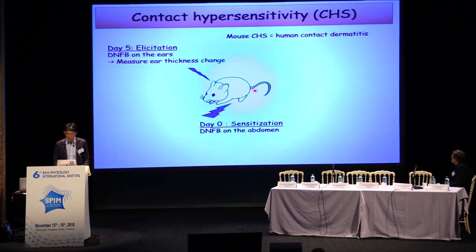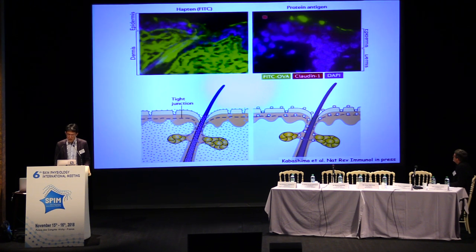So to visualize what is going on inside the skin during contact dermatitis, we use a mouse contact dermatitis model. We put the hapten on the abdomen, and after hapten application, we put the same hapten on the ear to induce contact dermatitis. In contrast to atopic dermatitis induced by protein antigen, which is large and usually stuck at the stratum corneum, hapten is very small, so it can easily penetrate into the dermis, as you can see on the green label.